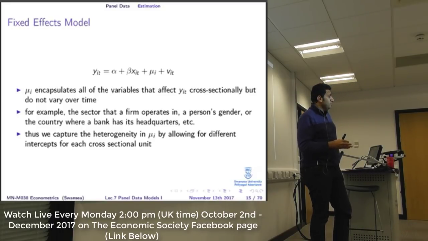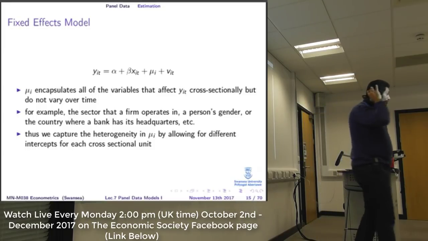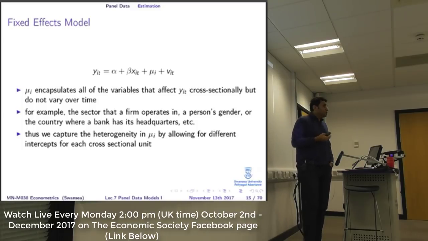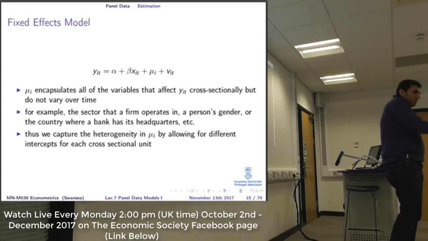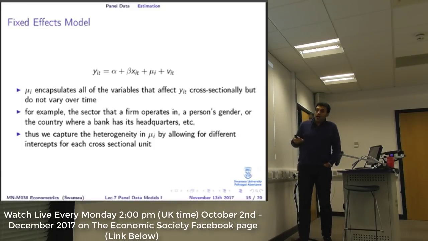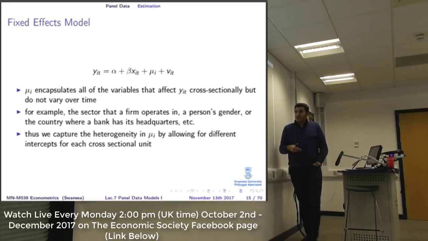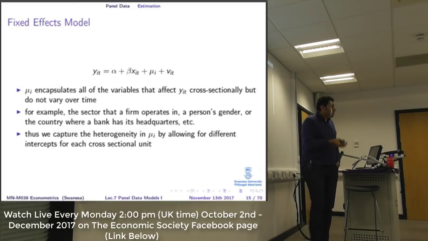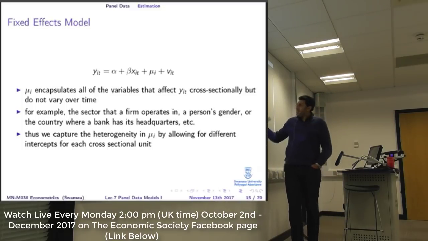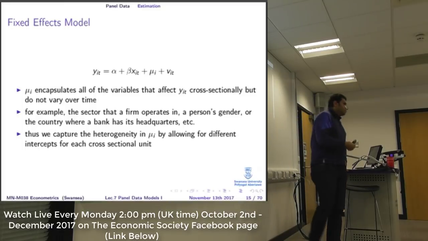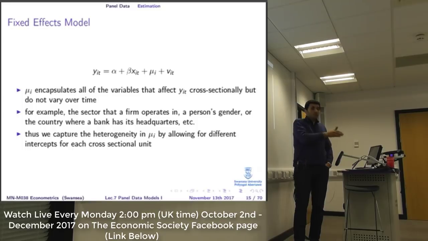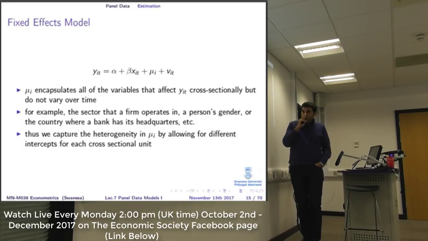An example I gave a minute ago was about culture. If our units are countries, the geographical location, for example, is something that is not going to change over time. It's very country specific. This is the sort of heterogeneity we're looking at. Another example is the sector that a firm operates in. It is specific to this firm, but it's not going to change over time. Think of mu i also as like a person's gender. If our subjects are individuals, then their gender is probably something very specific to them that is not going to change over time.